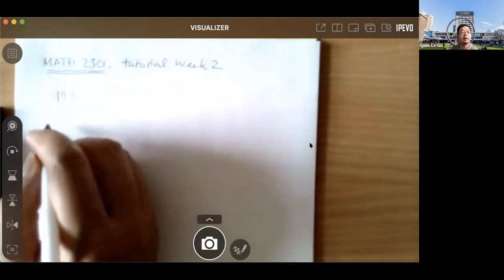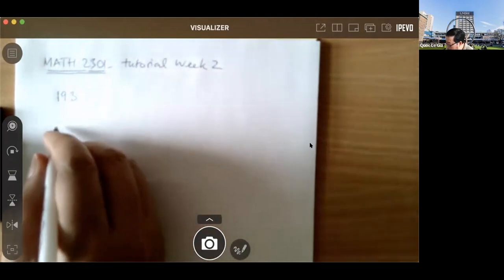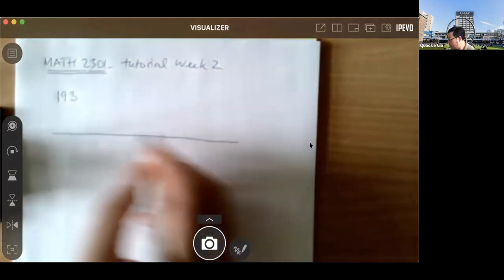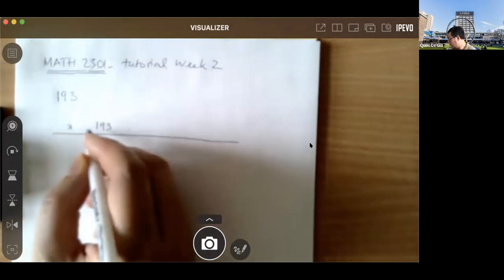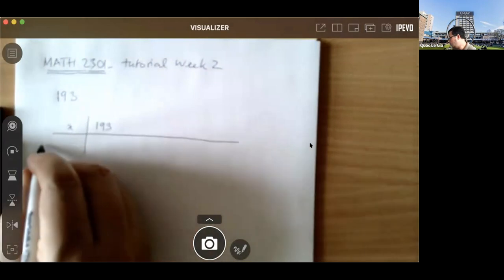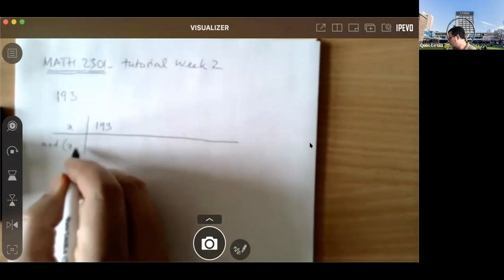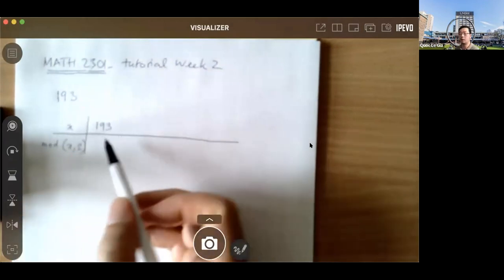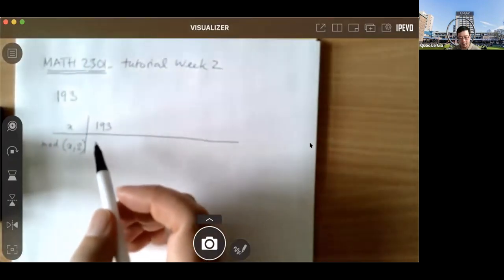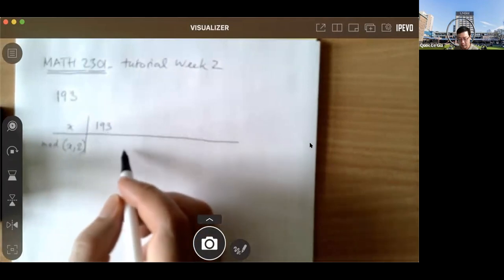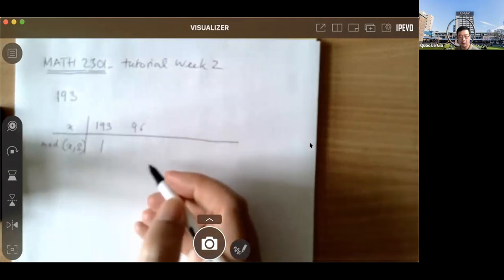So how do you find the binary representation of 193? You just keep dividing. You make a table like this, keep dividing by 2. So this is 193, so x. You take x, you modulo 2. You take x, divide it by 2, and check the remainder. So 193 divided by 2, you get 96, and the remainder is 1.